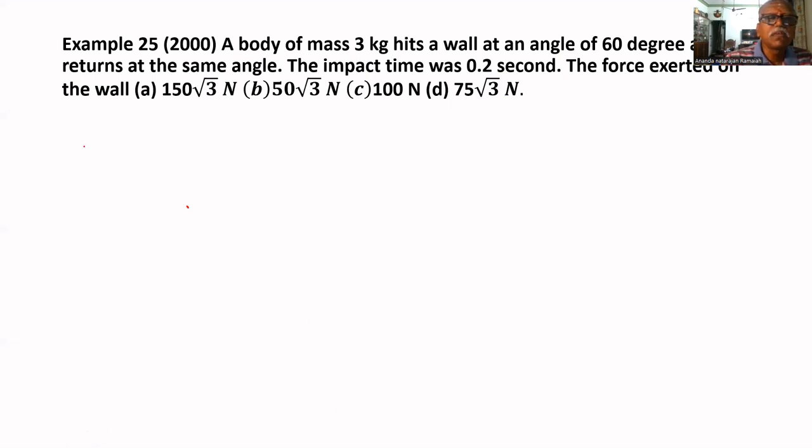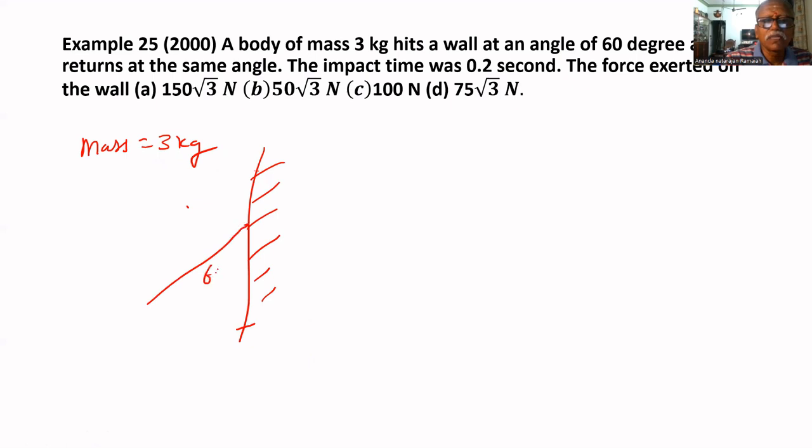A body of mass 3 kg hits a wall at an angle 60 degree. This is the wall. It hits the wall at 60 degree and returns at the same angle, 60 degree. The impact time was 0.2 seconds. The force exerted on the wall equal to how much?